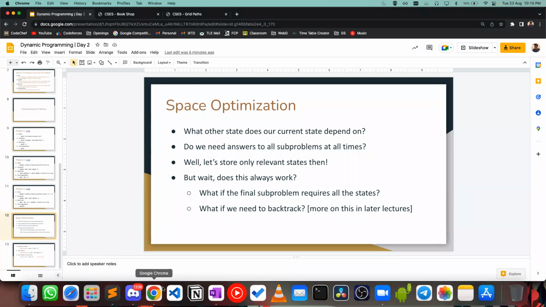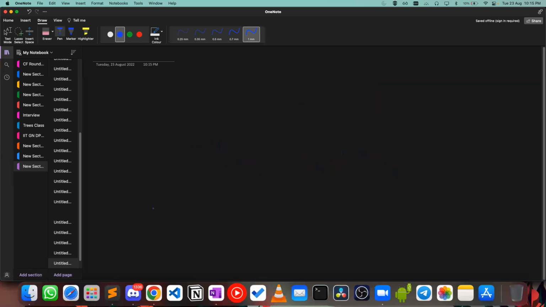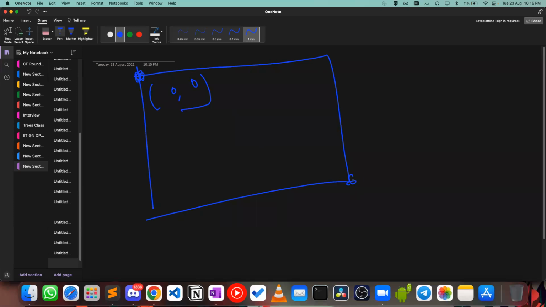Fine. There is one more thing, which is, when does this not work? And I think this should be very, very obvious. Don't think about what if we need to backtrack. We'll talk about it. But tell me one thing. If at the end, you had this grid, and the problem that I gave you guys was this: what is the number of ways to go from 0, 0 to n minus 1, n minus 1? If we were solving this problem, then storing just the previous row's answer was good enough.